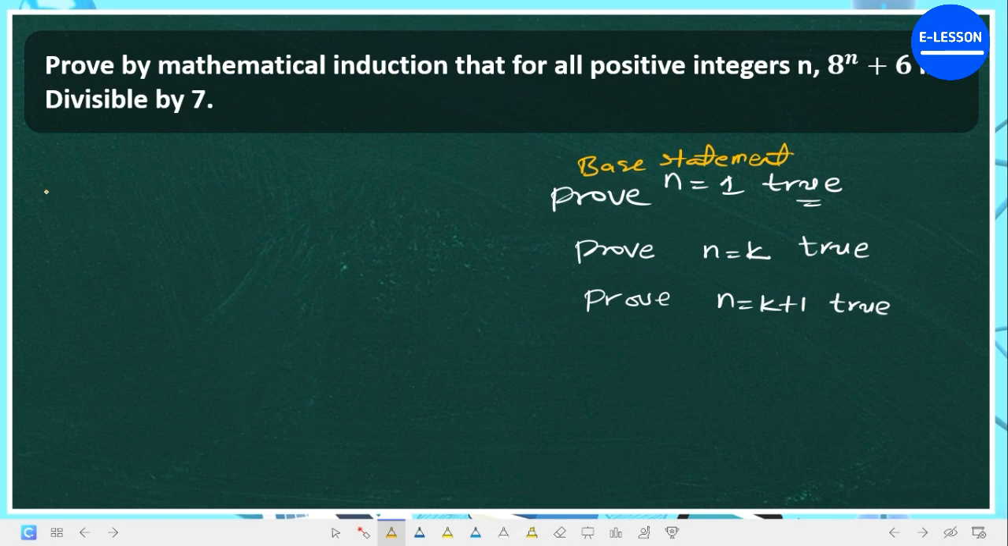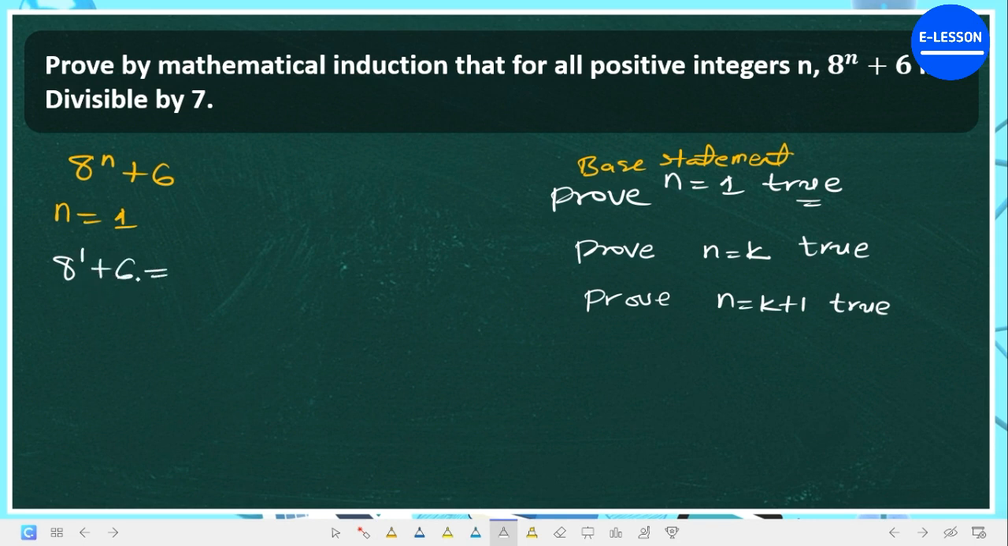Now, the first one said, prove that 8 to the power of n plus 6 is divisible by 7. Now, if your n is equal to 1, what are we going to have here? Let's prove that it's equal to 1. So if n is equal to 1, it can be divisible by 7. If n is equal to 1, what are we going to have here? This would be 8 to the power of 1 plus 6.